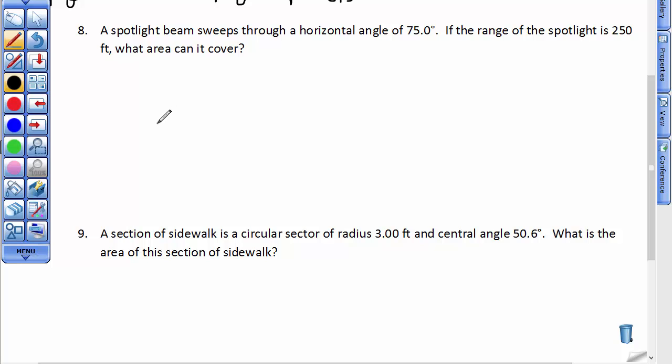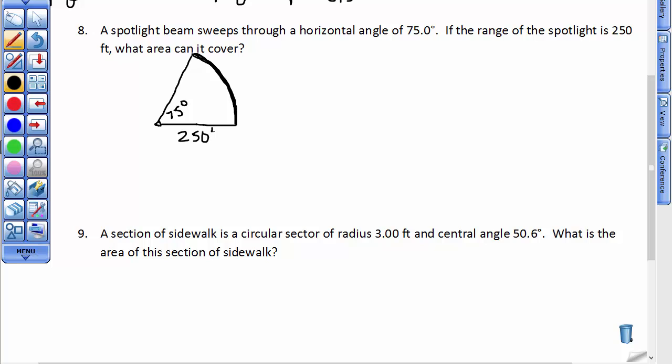So I'm going to try to show a spotlight. This is my spotlight right here. And it shoots out its light, and it sweeps back and forth and back and forth through a 75-degree angle. The range of the spotlight is 250 feet. That's how far out it can go.